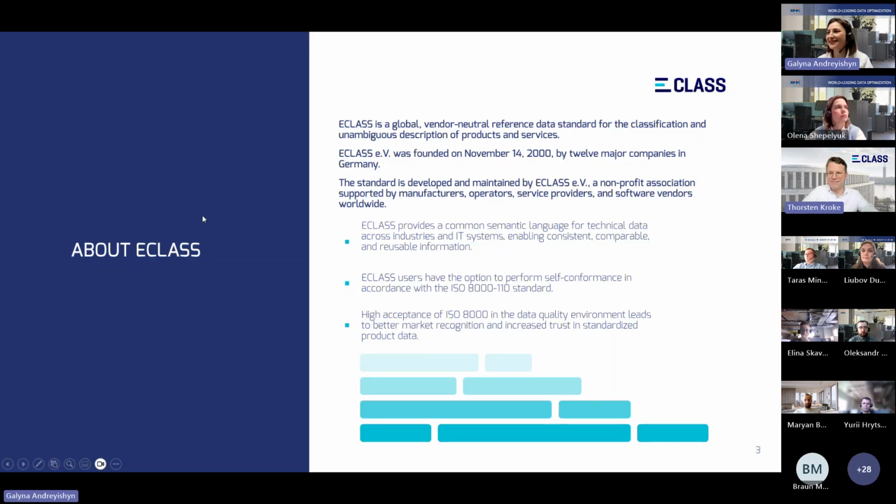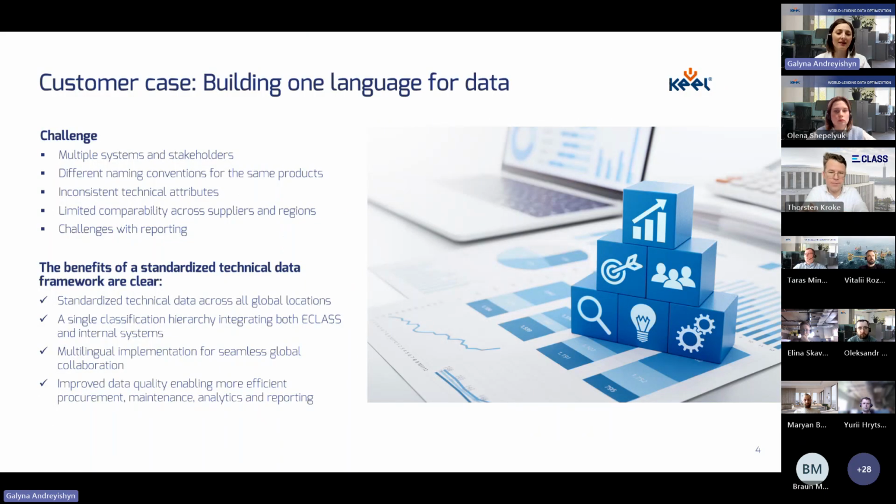Oh, thank you, Sorzen. Thank you. And let's move on. We'll start from a customer case. So standards create value only when applied at scale. Let me show you what that looks like in practice.